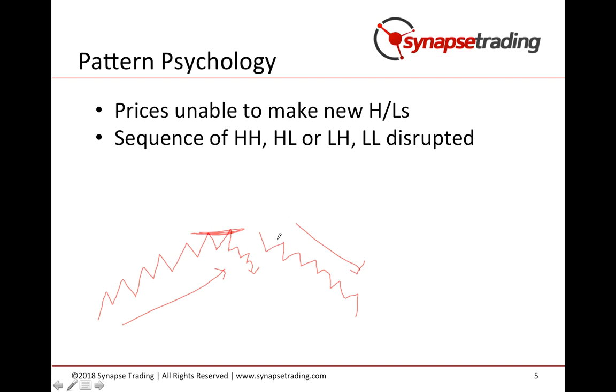For the lower highs and lower lows, which is a downtrend, what happens is that the prices are unable to go any lower, because the buyers start to come in and start pushing prices up. Therefore, it leads to a change in the direction of the trend. So that is the key psychology, the idea behind the double top and the double bottom.